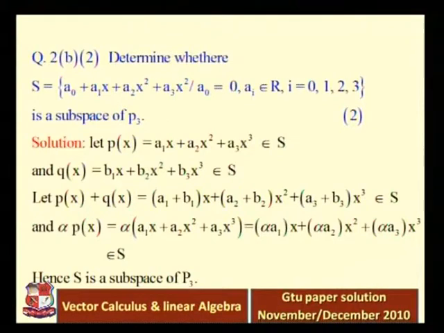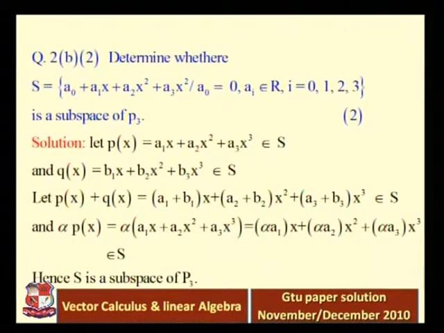Constant term should be 0. That means there is no constant term, just the coefficient of x, the coefficient of x square, and the coefficient of x cube. That type of polynomial is in this set.